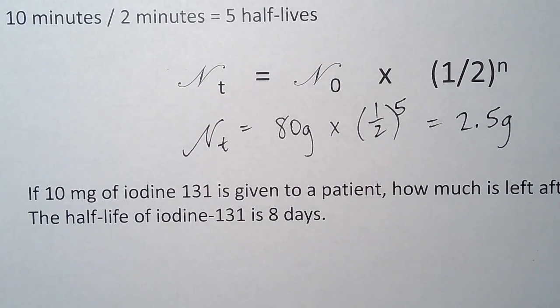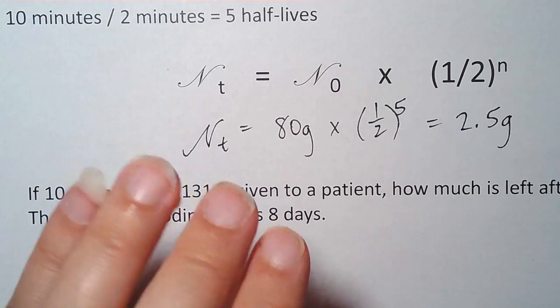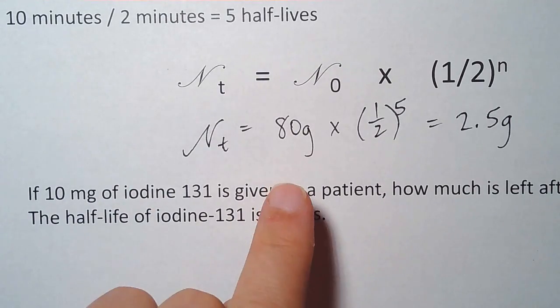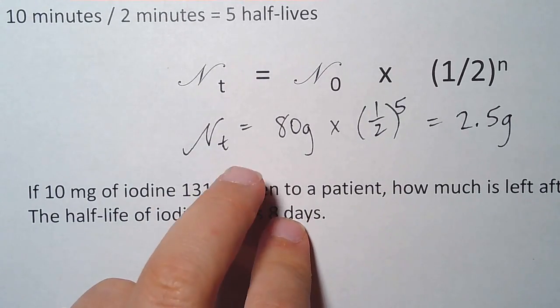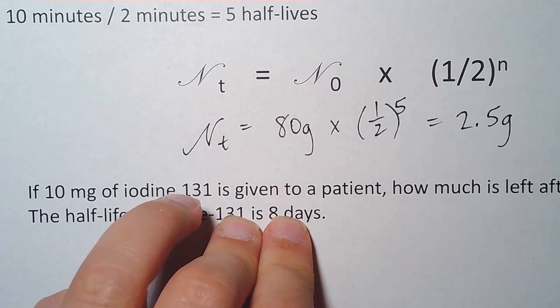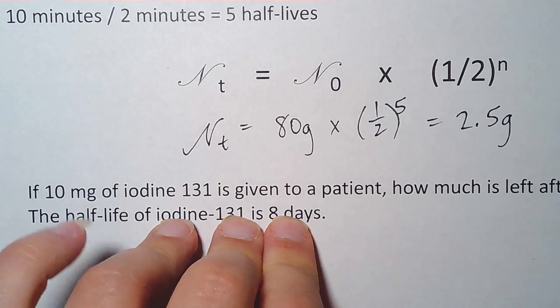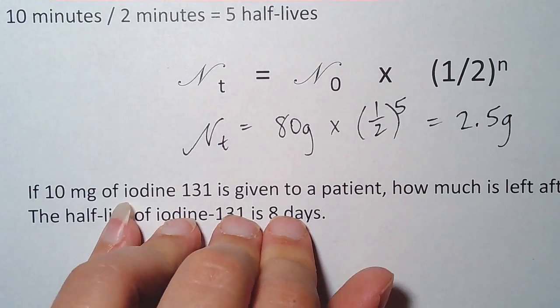Alright, so if we start with 80 grams, 1 half-life gives us 40, 2 half-lives gives us 20, 3 half-lives gives us 10, 4 half-lives gives us 5, and the 5th half-life gives us 2.5.